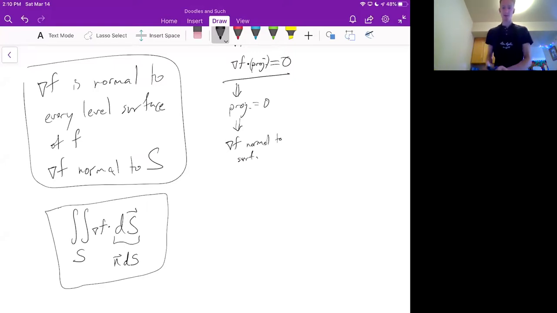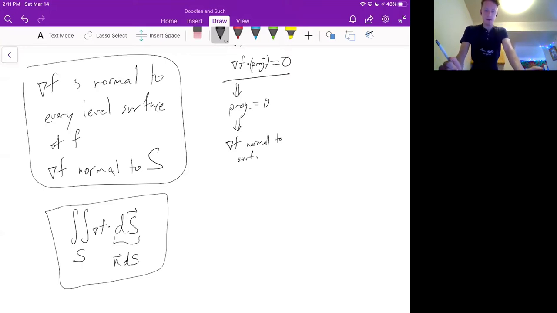We have to be a little bit careful, for maybe two reasons. The first reason is that the gradient of f and n don't have to be exactly the same. All we know is that the gradient of f is a normal vector. It doesn't have to be pointed in the same direction as n. So we could have n pointing this way and the gradient of f pointing this way, and those would both be normal to the surface, just in opposite directions.